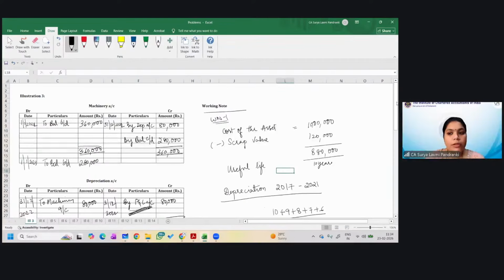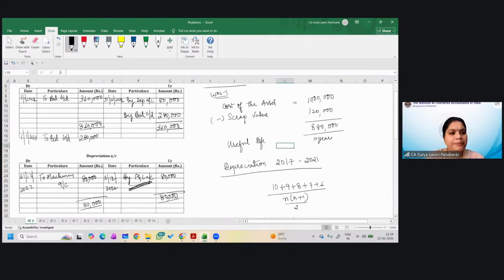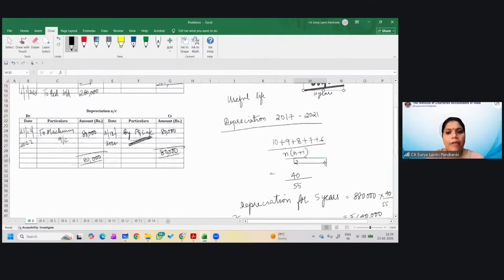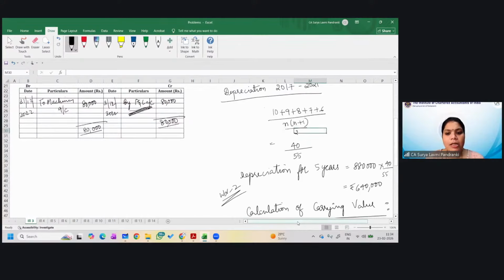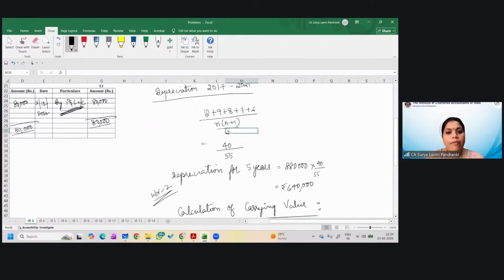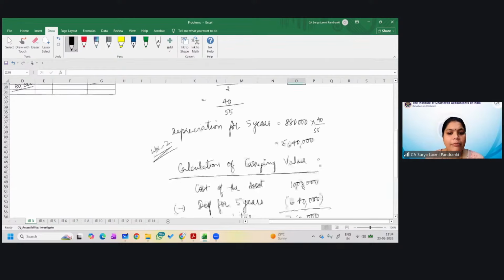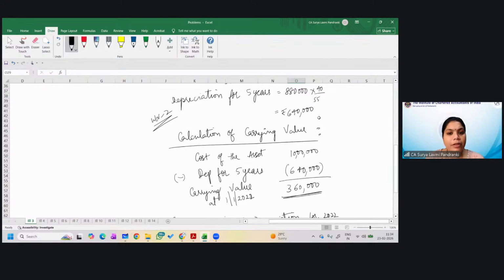Which working note are you confused about? I think this working note is simple. Cost of the asset, and then we remove scrap value, we get the carrying value. And then we have calculated the depreciation for 5 years. How did we calculate depreciation for 5 years? We have taken this formula and then done this calculation of the carrying value. Once you have the depreciation for 5 years, cost of the asset minus the depreciation for 5 years will give you the carrying value. It is nothing but cost minus depreciation for first year, second year, third year, fourth year, and fifth year. But we have done all 5 years together so that it is simple.